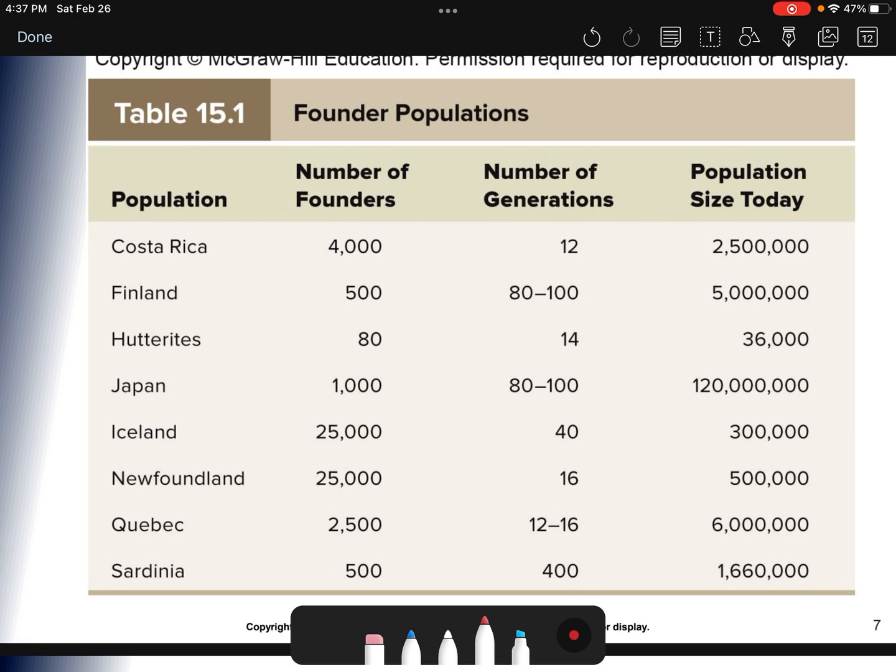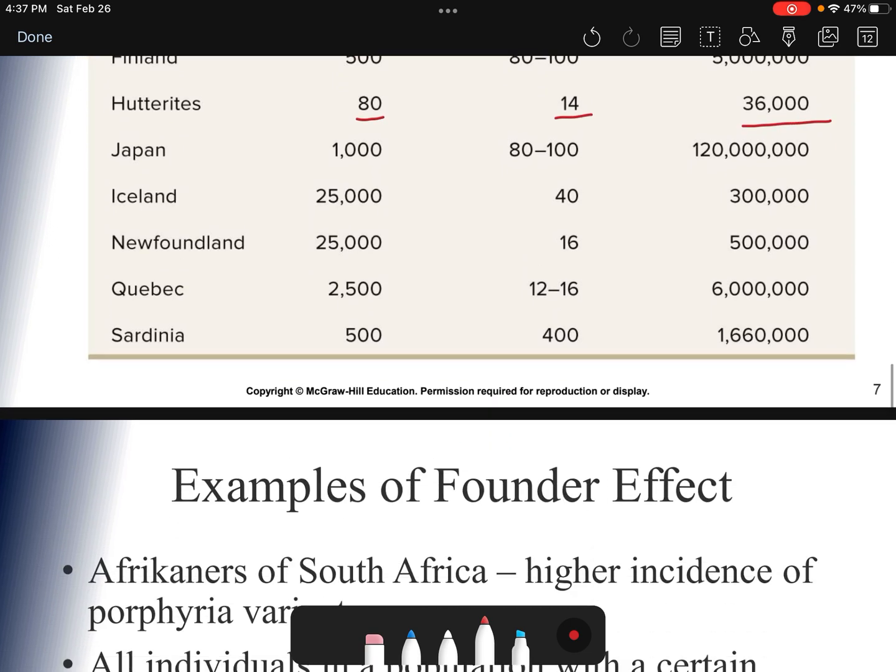So we have different founder populations that started out with only a few people: 4,000 in Costa Rica, but after 12 generations, over 2,500,000. The Hutterites, in the communities where they are located, 14 generations, now 36,000. So you can see you can start out with just a small number of a population that goes to a certain area, and then after many generations they can pass on all of those alleles that they have with them and really grow in population size.